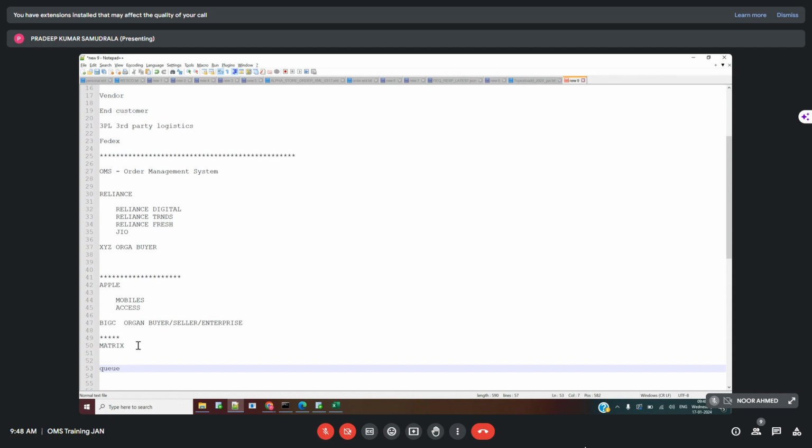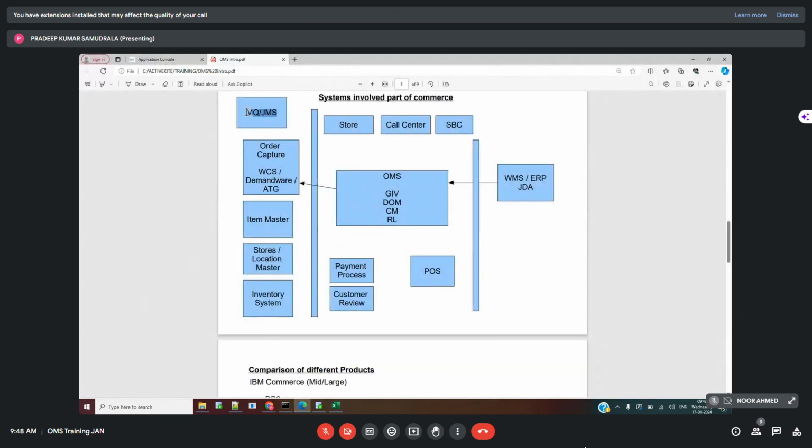For example, system 1 is sending some message to system 2. System 1 will just push the message into the queue, and system 2 will consume the message and process that particular message. So to communicate between any two systems, we would need messaging services. This is the first system which is involved within our order management system.